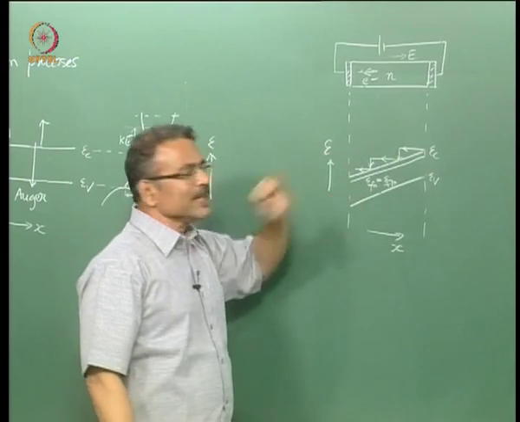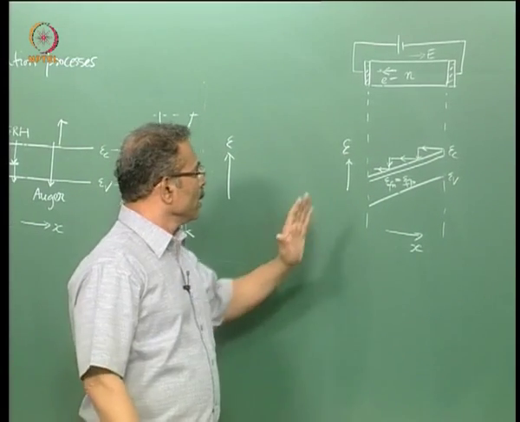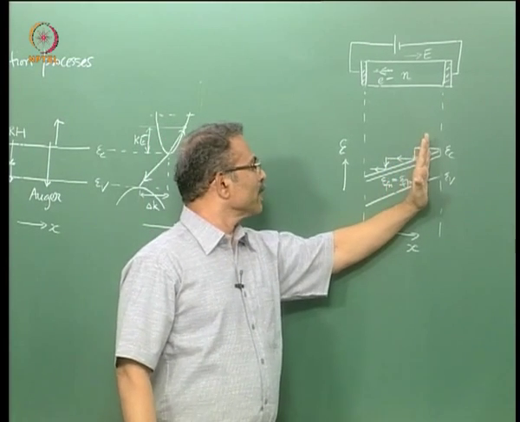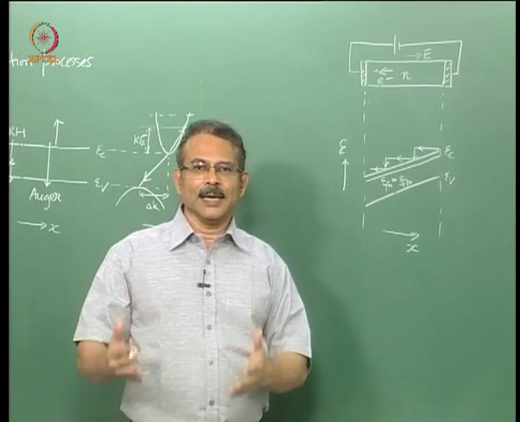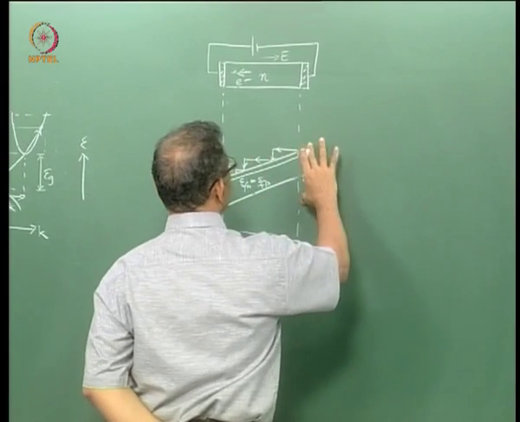Now how do you show this process on an EK diagram also? In this case I will have to draw an EK diagram for each position x, because the EK diagram will vary with x. So how do we do that? So let me repeat this diagram here.